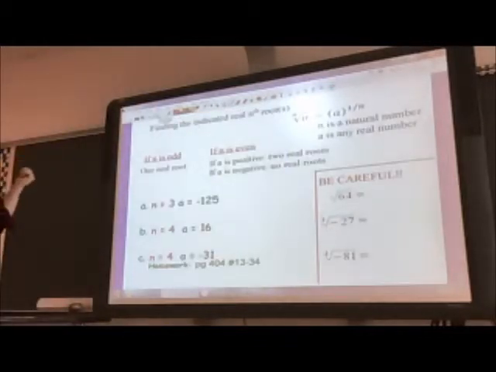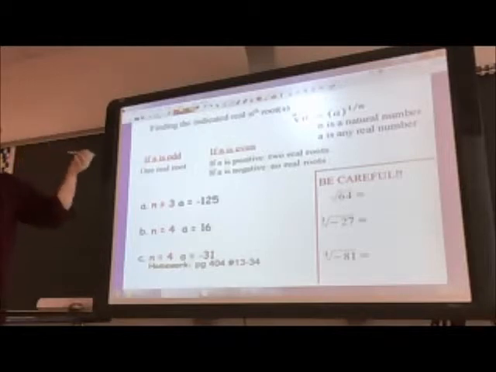Finding the indicated real nth roots. First of all, we understand that n must be a natural number. Everybody remember what a natural number is? They're your counting numbers. So roots can't be like the 7.5th root. They have to be 1, 2, 3, 4, 5, 6, 7. They have to be a positive whole number. So for this, n has to be a positive whole number.